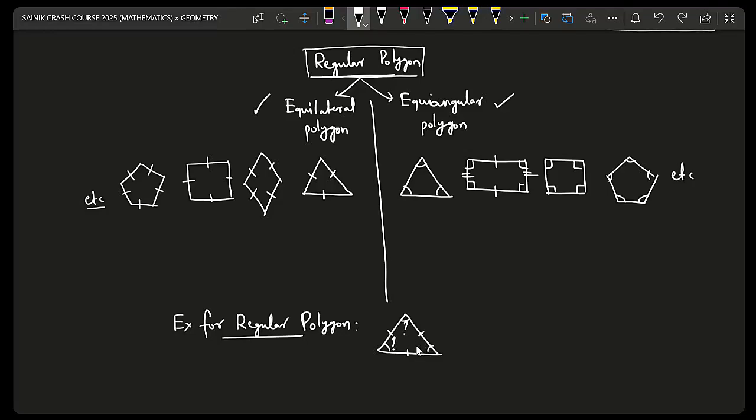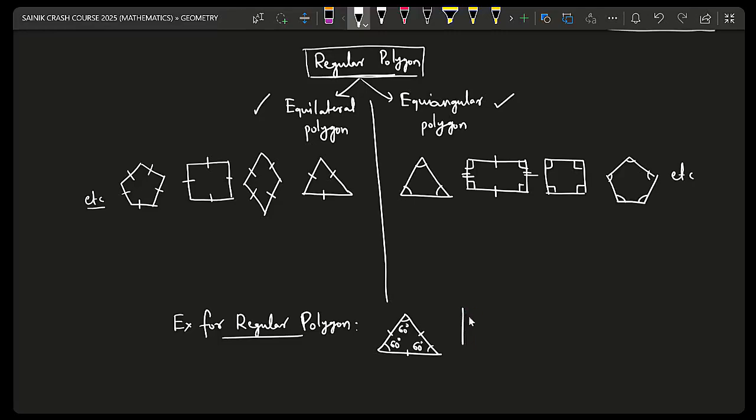Sir, 60 degrees. Yeah, why 60 degrees? Sir, because it is an equilateral triangle, all having 60 degrees, sir. And the sum is 180, sir. Yeah, the sum is 180 and all are equal. So 180 divided by 3 is going to be 60. Correct answer. So in a triangle, if all the three angles are equal, we call it an equiangular triangle, and each angle is going to be 60 degrees. So you can take an equilateral triangle as an example of a regular polygon because it is equilateral and equiangular.